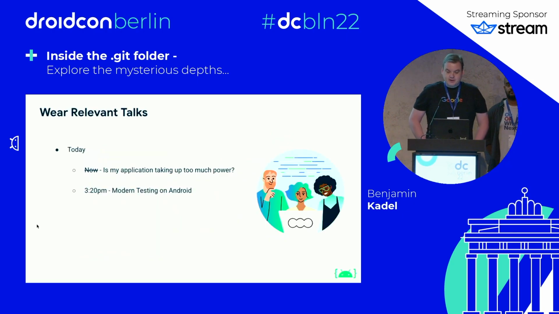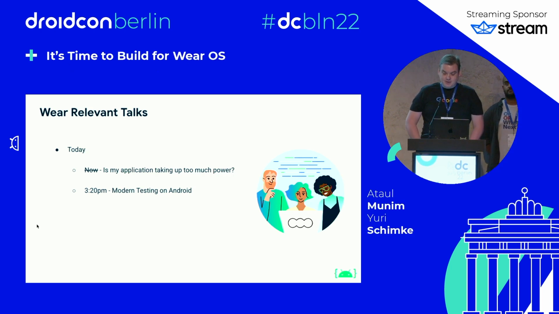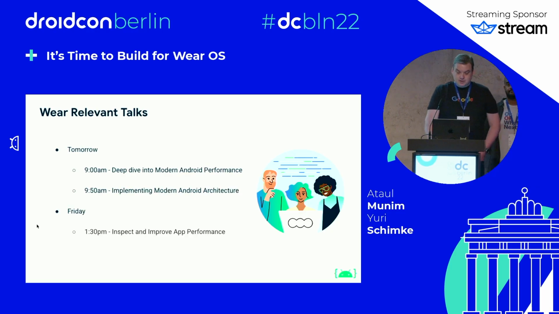Because I'm not going to cover the aspects of Android and Wear development that mostly overlap, be sure to catch these talks. You're too late for Is My Application Taking Up Too Much Power? But later today, check out Modern Testing on Android, which covers fast screenshot testing and how to test the different layers of your app. Tomorrow, deep dive into modern Android performance and implementing modern Android architecture, which will also look at the Now in Android project. And on Friday, inspect and improve app performance. The lessons for mobile projects are generally the same as for Wear projects.